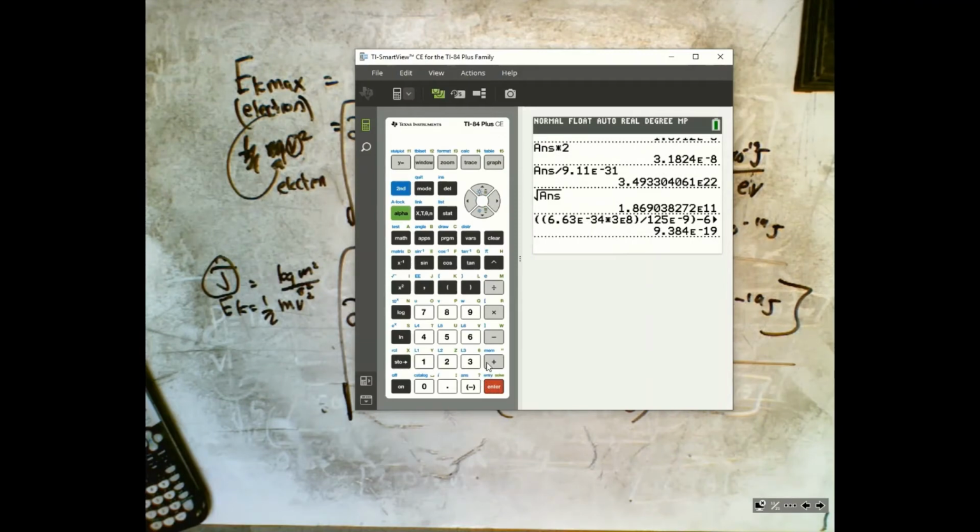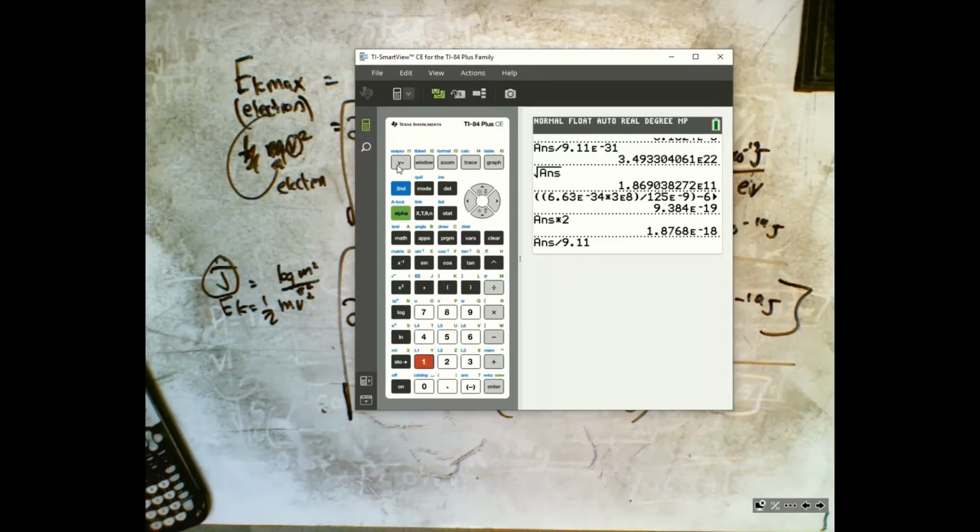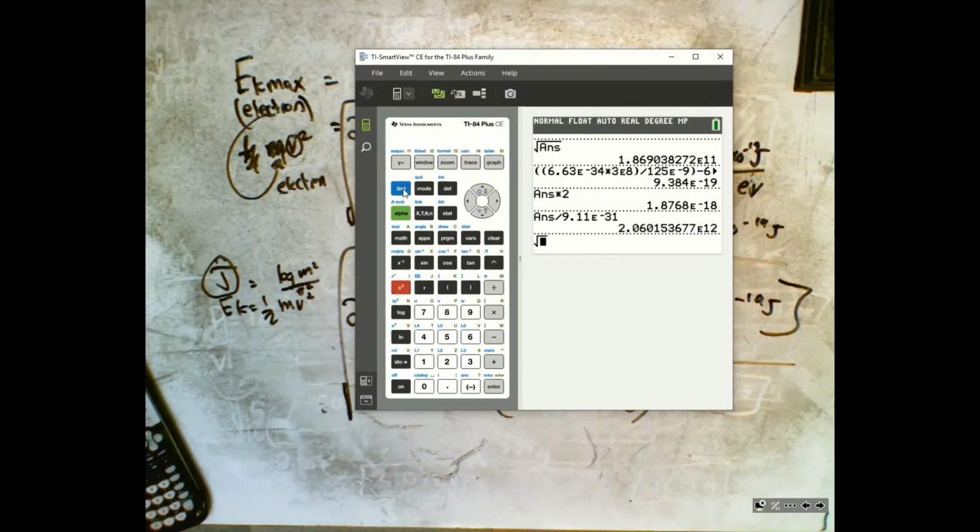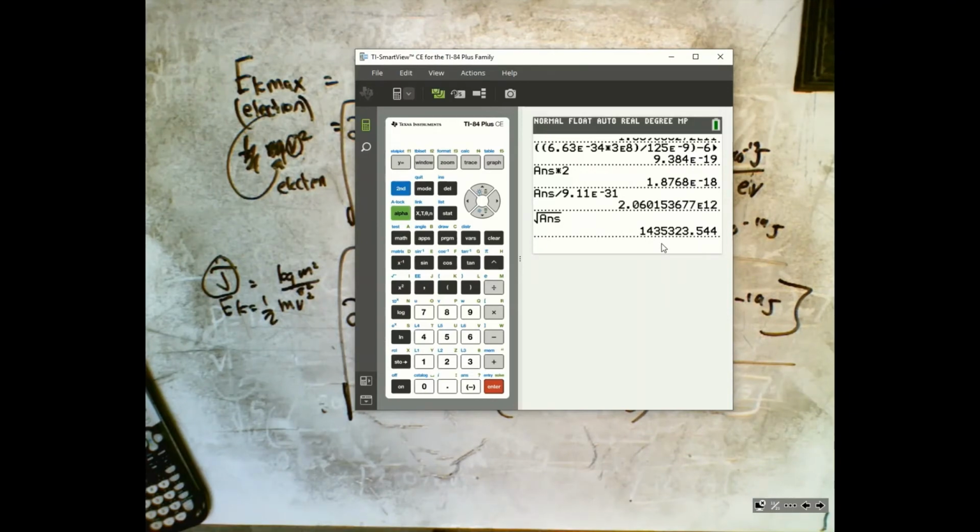And then multiply that by 2. And then divide that by 9.11 times 10 to the negative 31. And then square root my answer. And I get a much more reasonable answer. I get that the speed of my electron is going to be 1.44 times 10 to the 6 meters per second. Okay. Sorry about that.